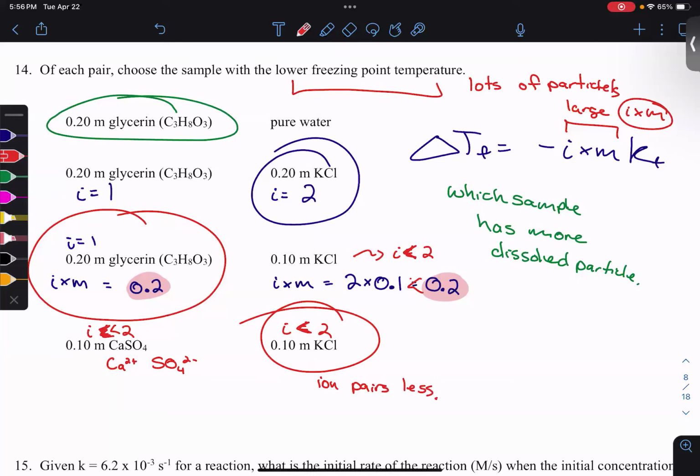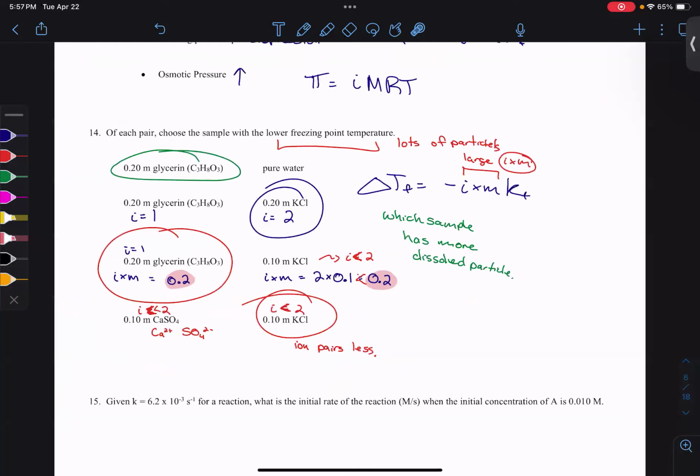All right, yes, Van 't Hoff factor. So notice for these first two, did we have to use the Van 't Hoff factor? No, because their I times M were completely different, so it didn't matter. We only really use the Van 't Hoff factor when their I times M products are the same, and you just need to differentiate one from the other. That's the only time you do it.